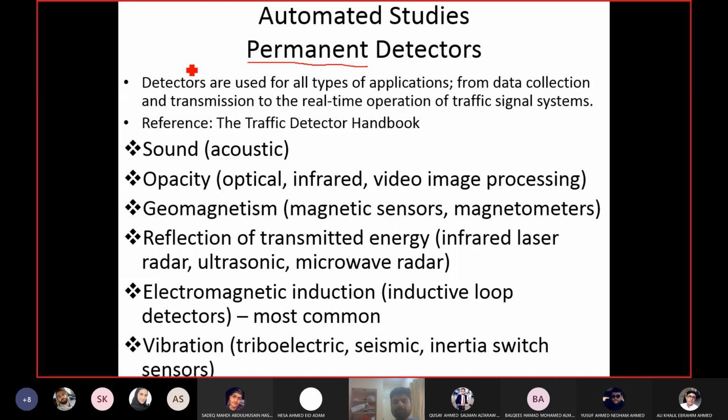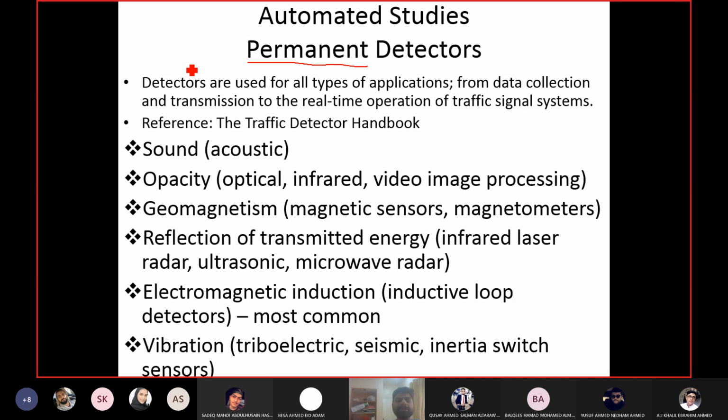There's a handbook which is known as the Traffic Detector Handbook. It contains much more discussion and description about the type of detectors and their technologies. If you're interested, it is available online. There are some detectors mentioned here, like we have sound detectors. So they work on the principle of acoustics. So they measure the sound which is created by the vehicle in its movement, and then they count the vehicle.